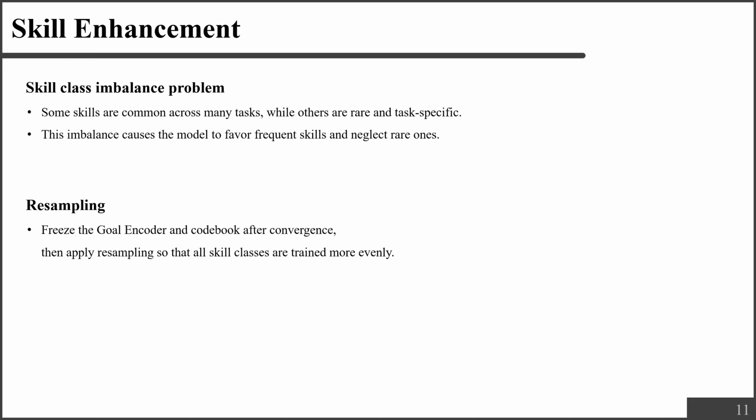Finally, it's about skill enhancement. In practice, some skills are common across many tasks, while others are rare and task-specific. This imbalance causes the model to favor frequent skills and neglect rare ones. To address this, they freeze the goal encoder and codebook after convergence, then apply resampling so that all skill classes are trained more evenly.